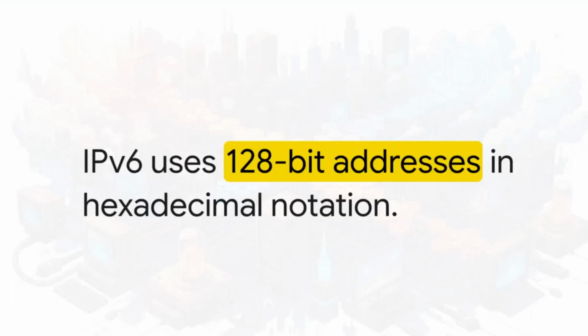How did they pull this off? By swapping that old 32-bit system for a massive 128-bit architecture. And because the numbers are so unimaginably huge now, they couldn't stick with the old decimal format. So IPv6 uses hexadecimal notation. Yeah, it looks far more complex, with 8 groups of 4 characters separated by colons, but the mathematical real estate it unlocks is practically infinite.